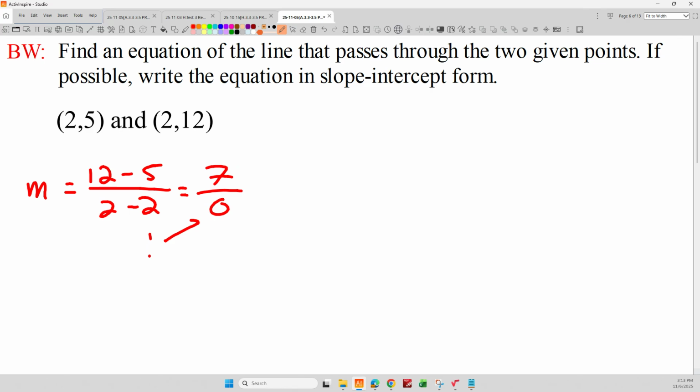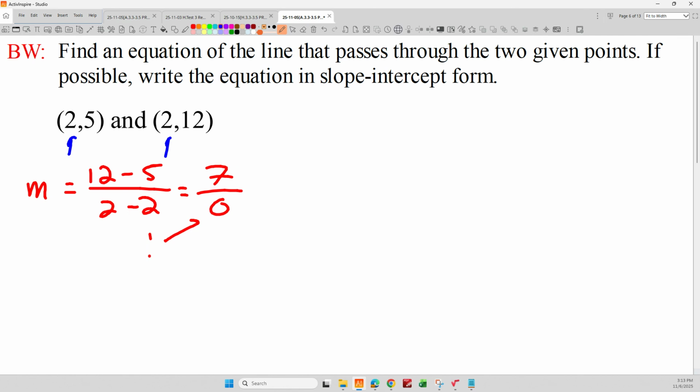The other way you could even think about it is if you just look at these points, you maybe could have avoided the whole process. What do you notice about the x coordinates? They're the same. Picture in your mind what that looks like in the xy plane. If I have 2 points with the same x coordinates, how do they have to line up? They have to line up vertically, don't they? If they have the same x coordinates.